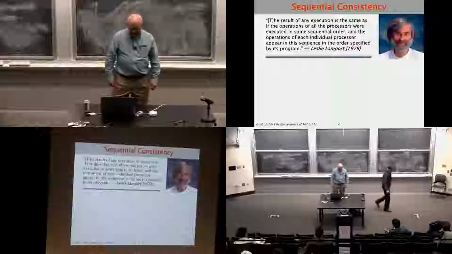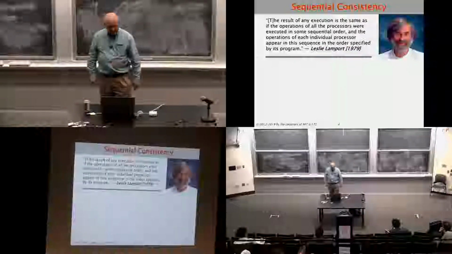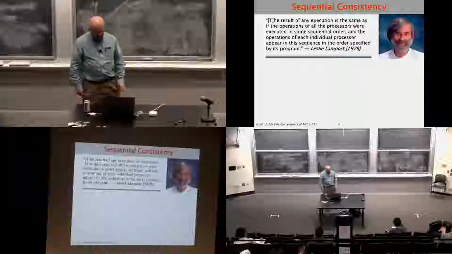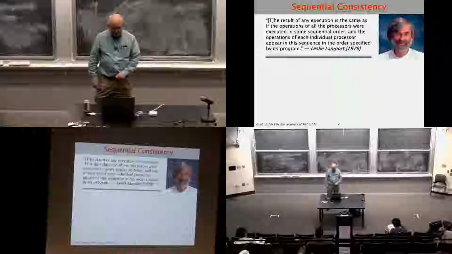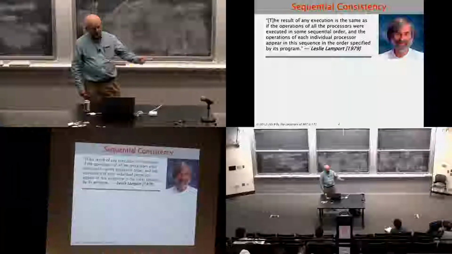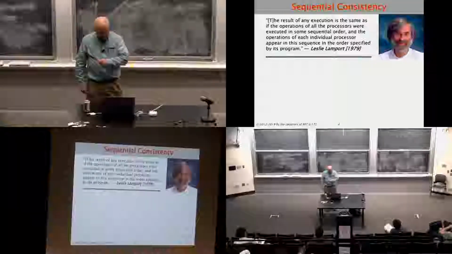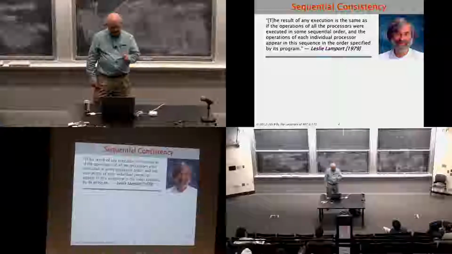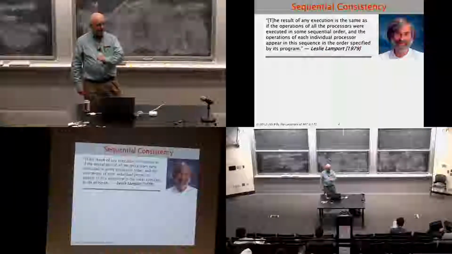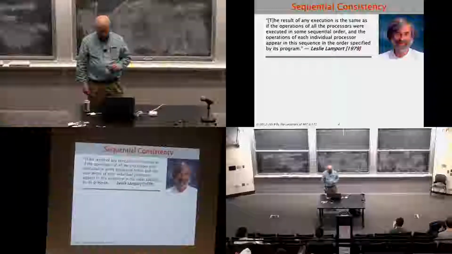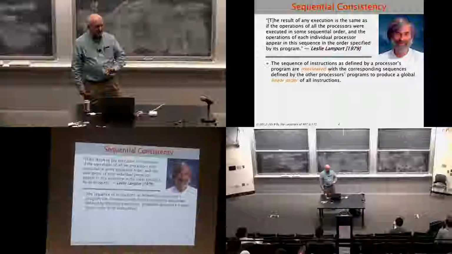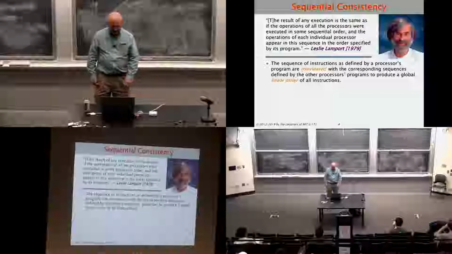What he said is the result of any execution is the same as if the operations of all the processors were executed in some sequential order, and the operations of each individual processor appear in this sequence in the order specified by the program. Okay? So let's just break that apart because it's a mouthful to understand.